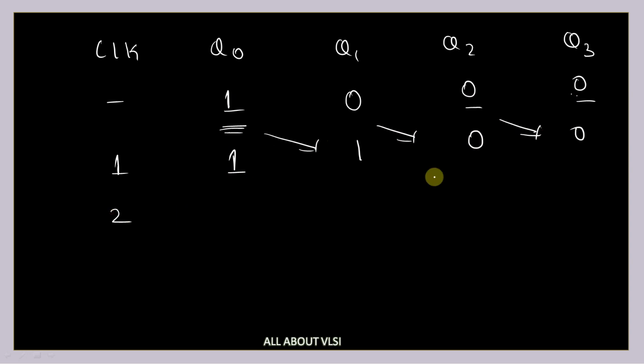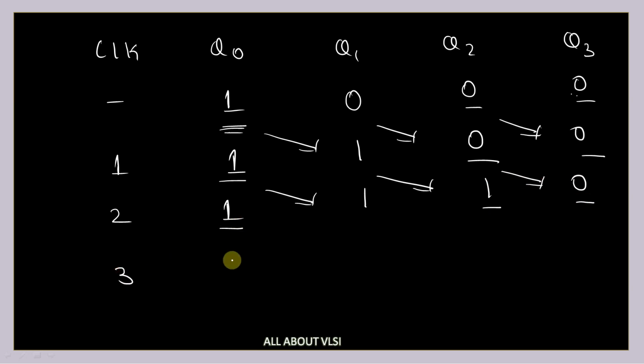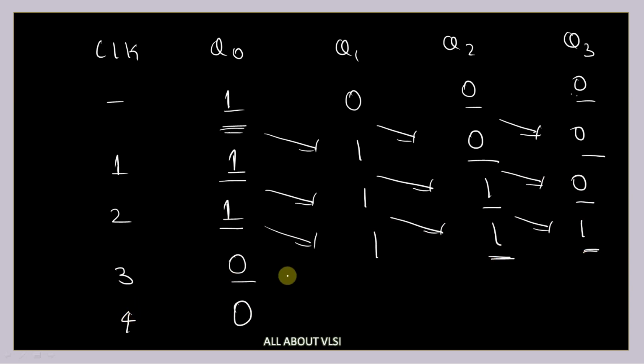And at the second clock pulse, this XOR operation is 0 XOR 1 is 1, and this will be shifted over here, 1 and 0. And 1 XOR 0 is 1, XOR 1 is equal to 0. So this Q0 will become 0, and this is 1, 1 and 1. And 1 XOR 1 is 0, XOR 0 is equal to 0. So this will become 0, and this is 1, and this is 1.